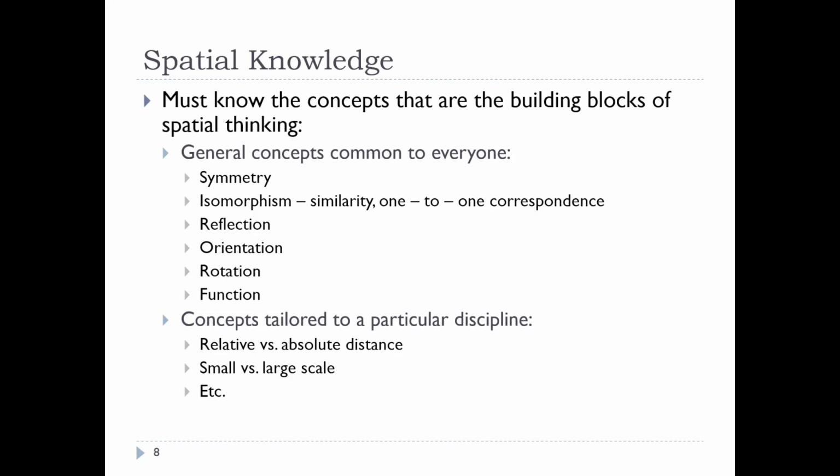Okay, so we understand that there's these building blocks, these things that help us with our spatial thinking. And then as we get into specific disciplines, there are concepts that are specific to that discipline, maybe relative versus absolute difference. Certainly a big one if you're in geography or natural resources or earth science would be scale, large scale versus small scale. But I'm sure you can think of other things that are very discipline specific. If you're an archaeologist, if you're an engineer, if you're a mathematician, there's different concepts, different building blocks available there. Okay.